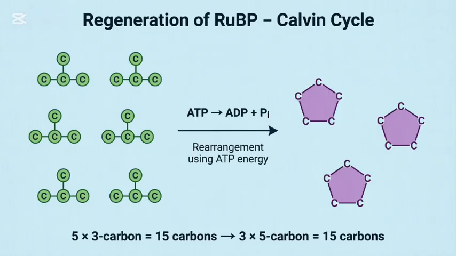Now, this is the last step of the Calvin cycle, which is regeneration. That means 5 molecules of 3 carbon rearrange themselves, and with the help of ATP, by using the energy from the ATP, they form again 3 molecules of 5 carbon compounds, which ultimately react again to combine with the carbon dioxide and start the process.